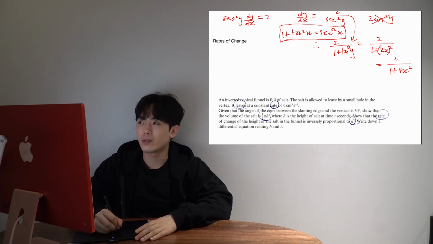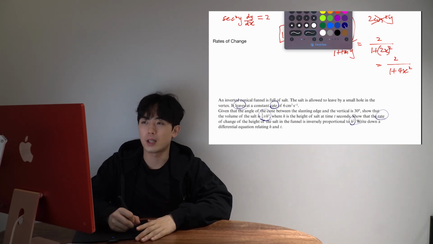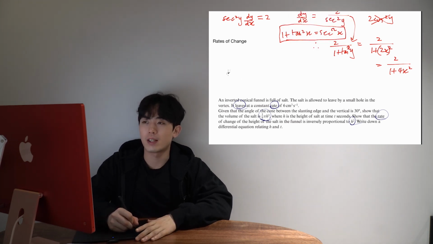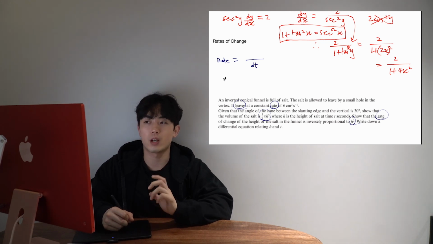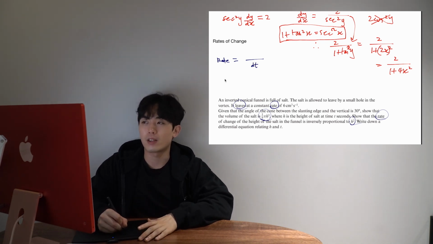Now, when we're dealing with rates of change, I want you guys to just remember a couple of very important terms, okay? The first one is the word rate. Whenever you see the word rate, you can automatically think of something over dt. Okay, so whenever you see the word rate, always think of something over dt. They might say a rate of anything, right? This is always going to be something over dt.